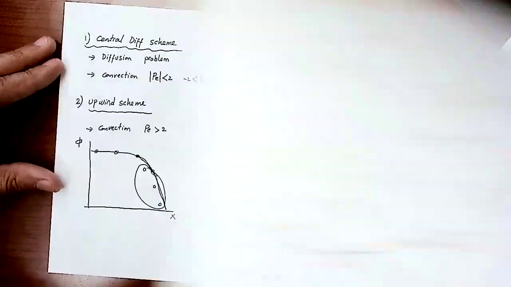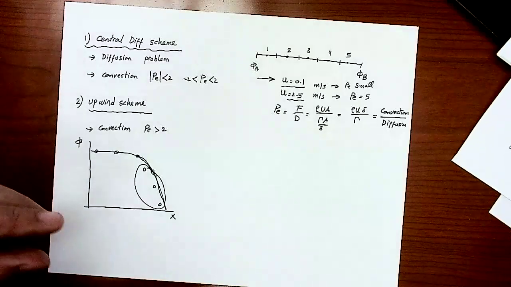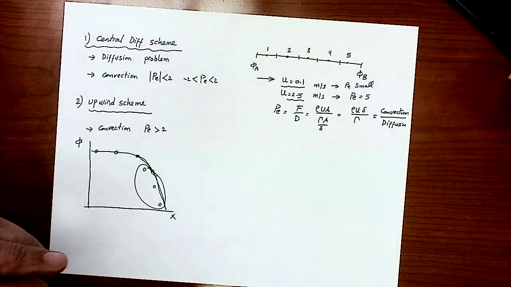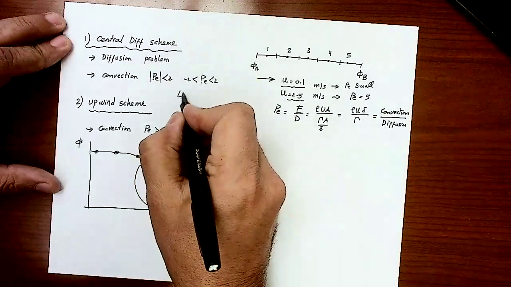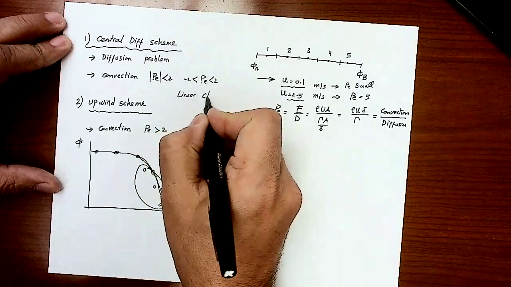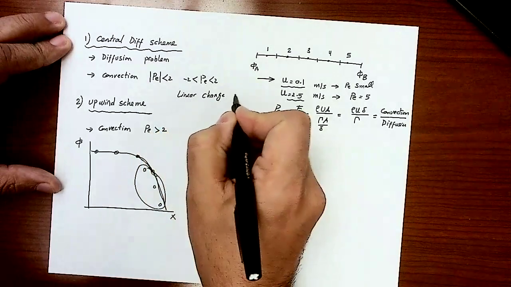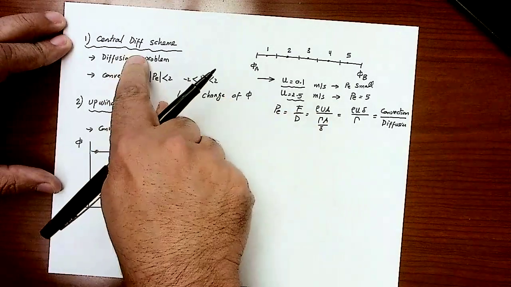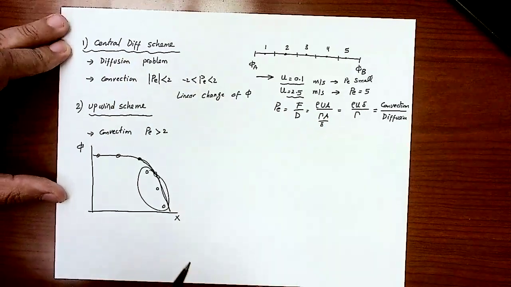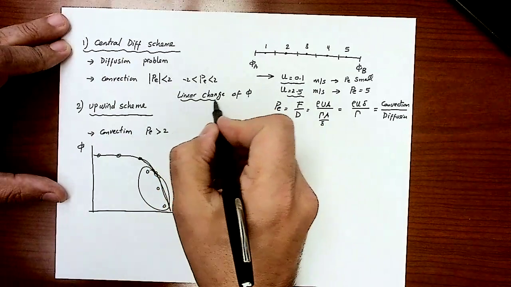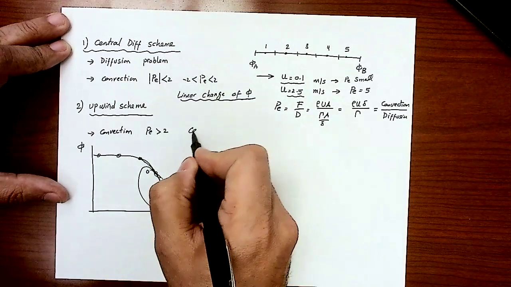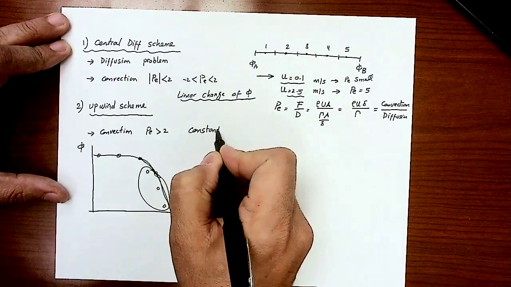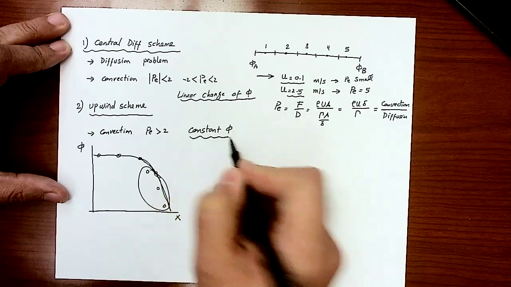This is really more to understand the nature of each one of these schemes. As we know, the central differencing scheme is always assuming linear change of phi, whether we are talking about the diffusion or the convection, right? We always assume linear change of phi inside the cell or between the cells. While the Upwind scheme assumes constant phi within the cell.